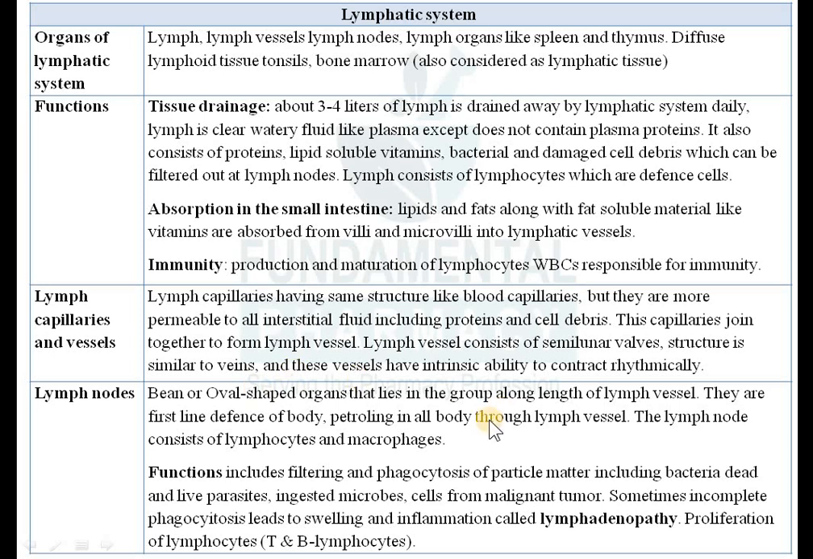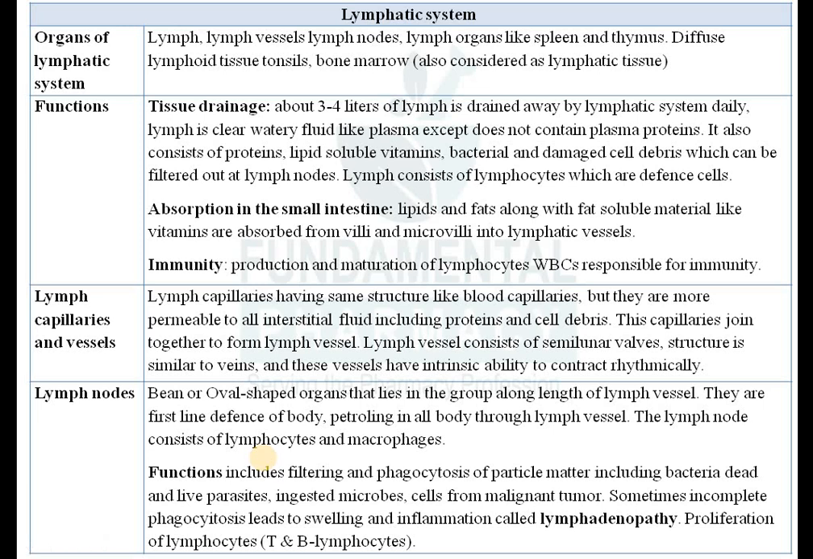So it is an oval shaped organ that lies in a group along the length of a lymph vessel. जो lymph vessels होते हैं, जहाँ जहाँ भी lymph vessel होंगे वहाँ पे एक ग्रुप में ये lymph nodes रहते हैं पर्टिकुलर डिस्टेंस में. ओके, so a bean or oval shaped organ that lies in a group along the length of lymph vessel, they are the first line of defense of the body. Okay, so whatever infection you are getting, the first line of defense is nothing but the lymphatic system.